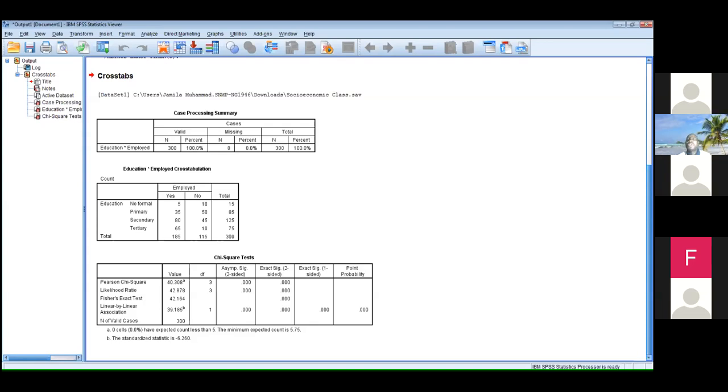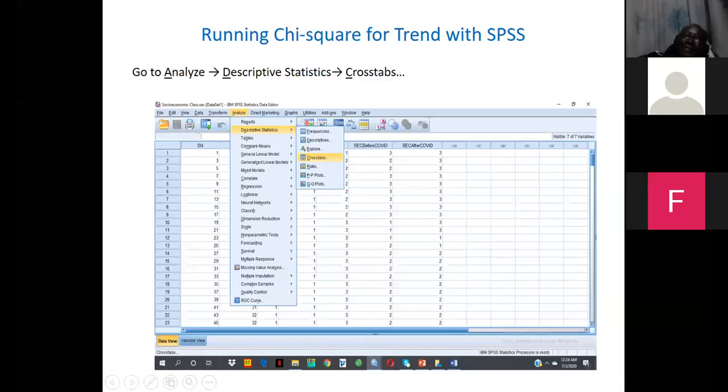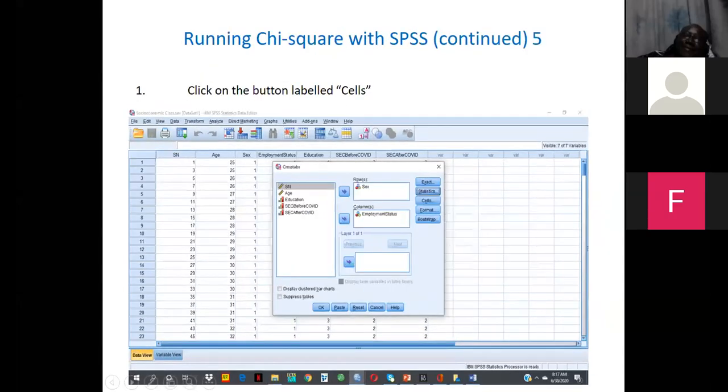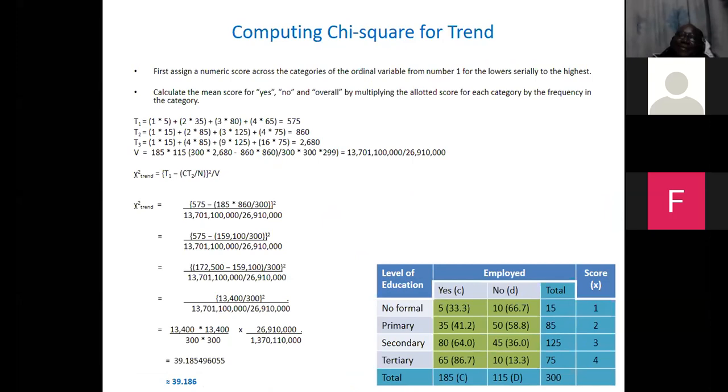Okay, I think we stop sharing. Let me go and share my slide. Let's move forward. Any question concerning chi-square for trend? Any question? You explain it in this slide, Abby. Look at it now. Computing it. Yeah, it's been there.